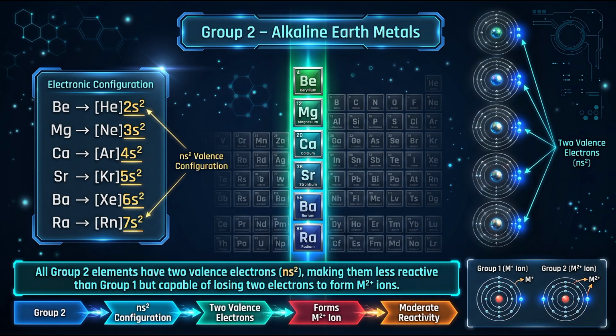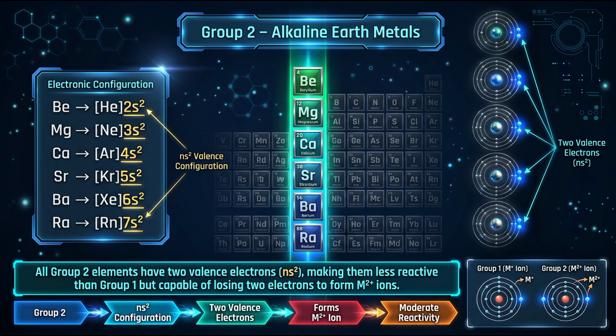The increase in atomic size also affects another important property called ionization energy, which is the energy required to remove an electron from an atom. Since the outermost electrons become farther from the nucleus as we move downward, less energy is required to remove them. Therefore, the ionization energy decreases down the group. Lower ionization energy means electrons are lost more easily, which explains why reactivity increases from beryllium to radium.